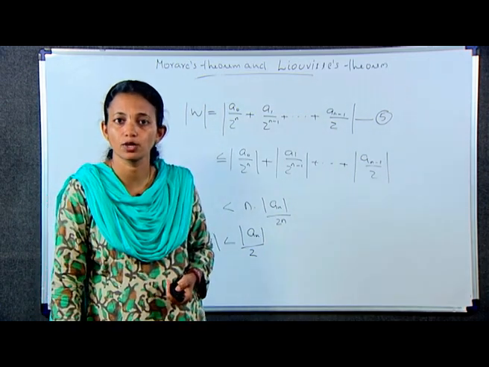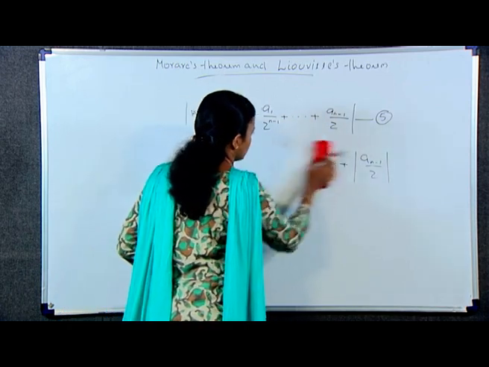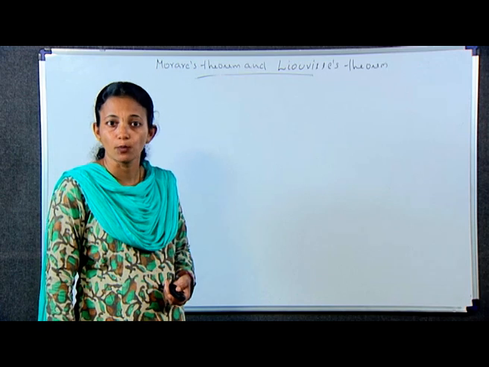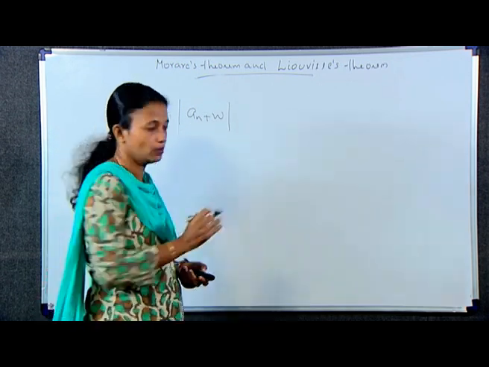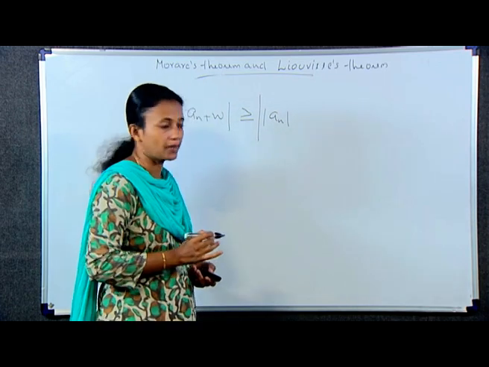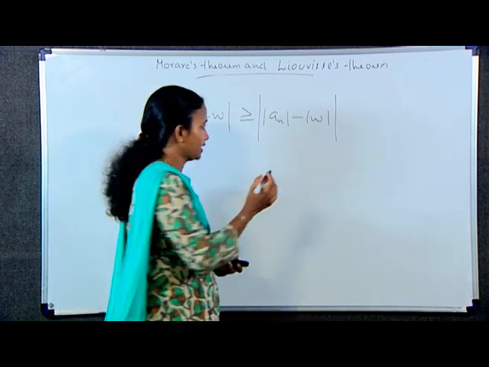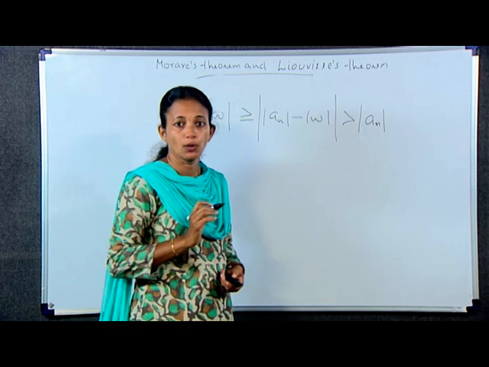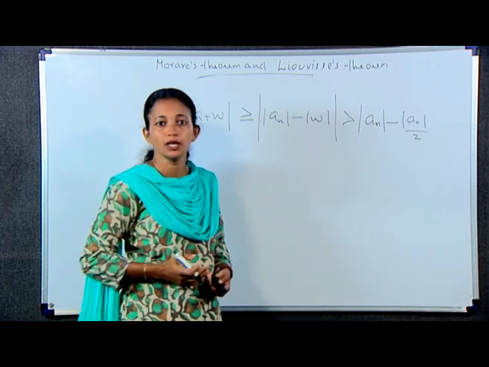For all z with modulus of z greater than or equal to R. Consequently, when mod z is greater than or equal to R, we can write modulus of A_n z^n plus W is greater than or equal to modulus of mod A_n minus mod W, which is greater than mod A_n minus mod A_n by 2. So, this is again mod A_n by 2.